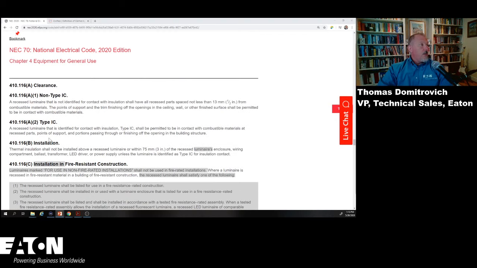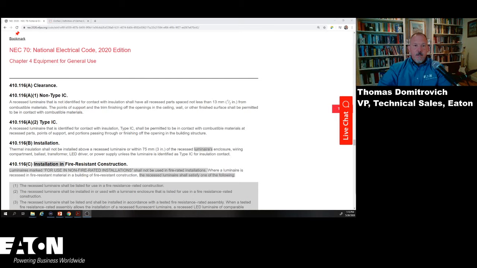materials. A recessed luminaire that is identified for contact with insulation, Type IC, shall be permitted to be in contact with combustible materials at recessed parts and points of support. So you've got to think about that from not just what's on this side, but what's on the other side of that ceiling as well.